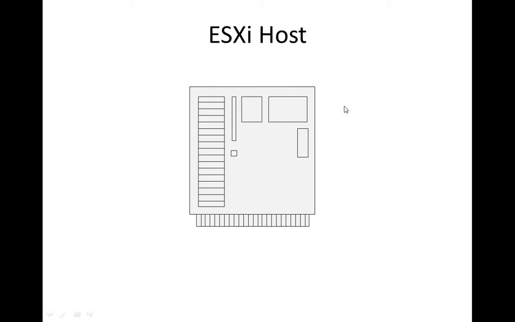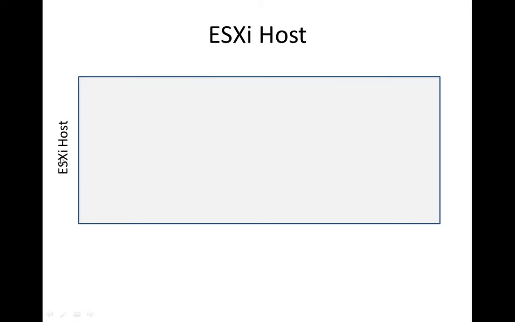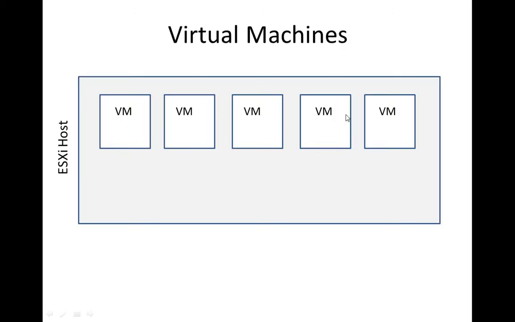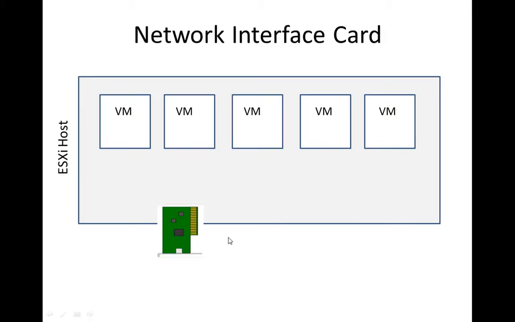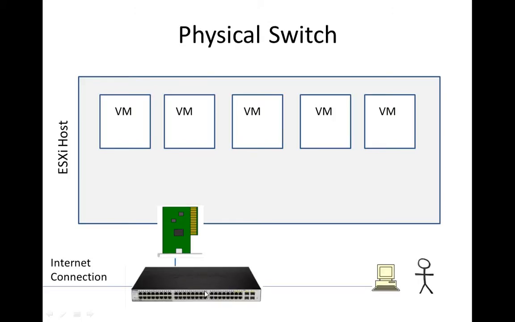host. Here's the example. We've got a big old ESXi host, and this big box right here is supposed to be the ESXi host. Running in the ESXi host, you have virtual machines, which might contain Windows 2003 server, Windows 2008 server, Active Directory, domain controller, file server, web server. And the ESXi host would have a network interface card, and that network interface card connects to the physical switch, which connects to the users at their PCs, and it connects to the internet.